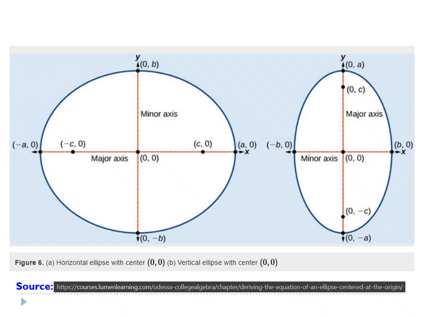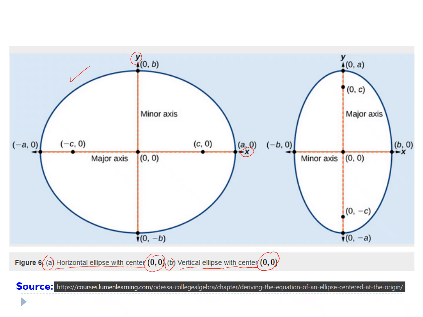The first one here, figure 6a, is a horizontal ellipse with center at the origin, 0, 0. And the other one, B, is a vertical ellipse with center at the origin, coordinates also 0, 0. So here we have the major axis as the x-axis and y as the minor axis for case A, horizontal ellipse with center 0, 0 or origin.